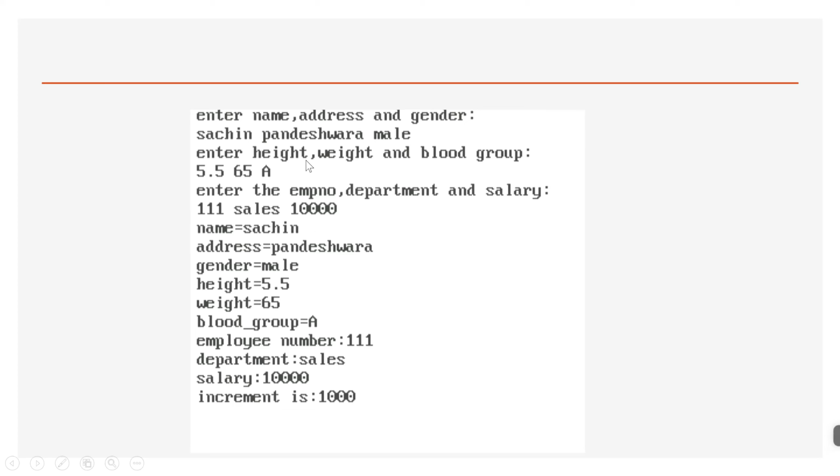See, the output comes something like this. Sachin Pandeshwara, male, height, weight 5.5, 65, blood group is A. Employee number 111, sales, 1000. See, this Sachin Pandeshwara, male, is taken from personal information. 5.5, 65 and A are taken from physical information. These are the data members of the derived class. You are displaying all this information. So this is the concept of multiple inheritance.